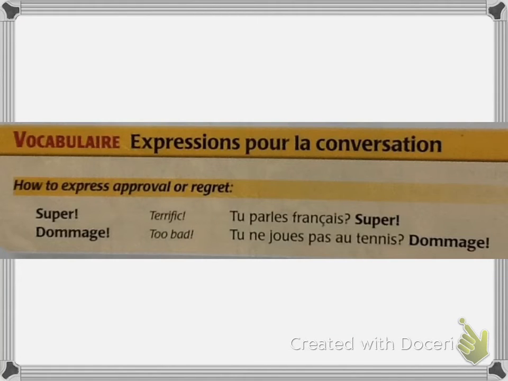How to express approval or regret. S'il vous plaît, répétez. Super. Tu parles français? Super. Dommage. Tu ne joues pas au tennis? Dommage. So the first one is saying you like or you speak French? Super. Terrific. You don't play tennis? Too bad.